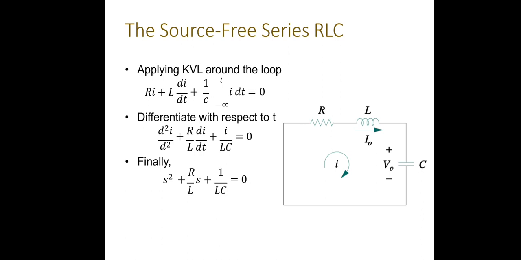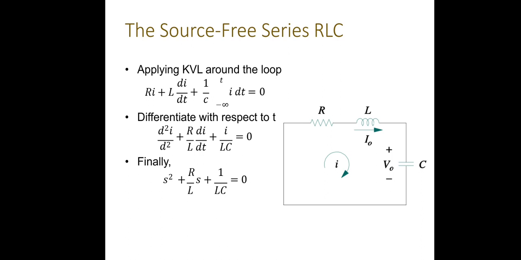Ri plus L dI by dt plus 1 by C integrating from minus infinity to plus infinity I dt equals 0. This is the equation for the circuit, applying Kirchhoff's voltage law. Then differentiating with respect to t, and dividing by L on both sides, you will get the resultant equation: d square I by dt square plus R by L dI by dt plus I by LC equals 0.